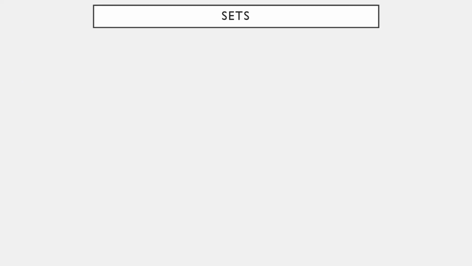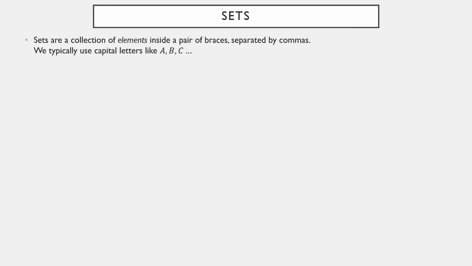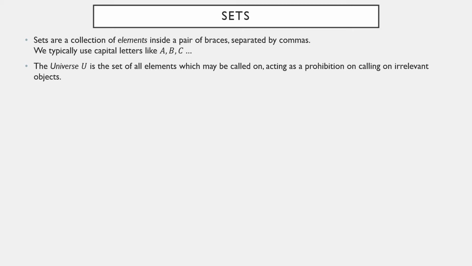We can also talk about sets. So sets are a collection of elements. We usually have braces on the outside and we separate elements by commas, but we can also just use capital letters to represent sets. The universe, represented with a capital U, is all elements that can be discussed in any given context. This acts as a prohibition on talking about irrelevant objects.